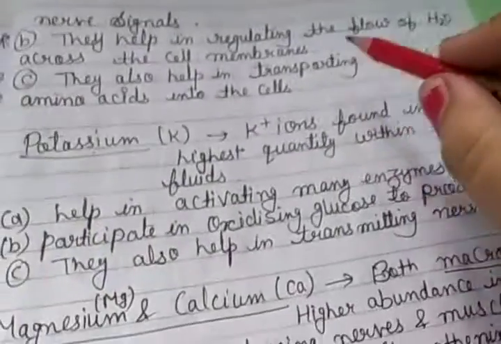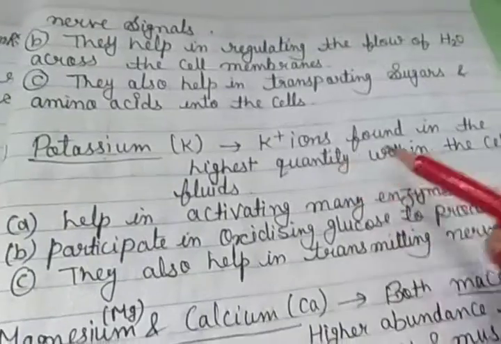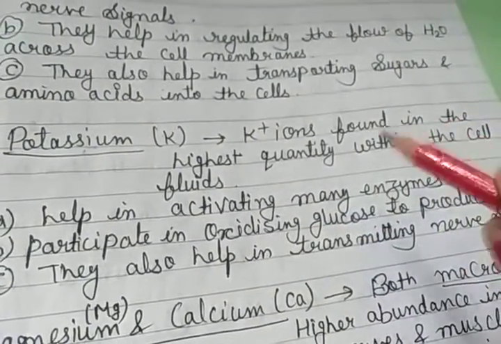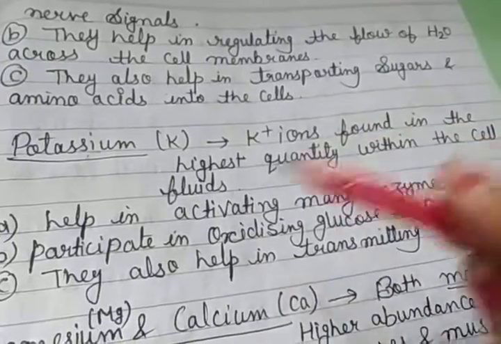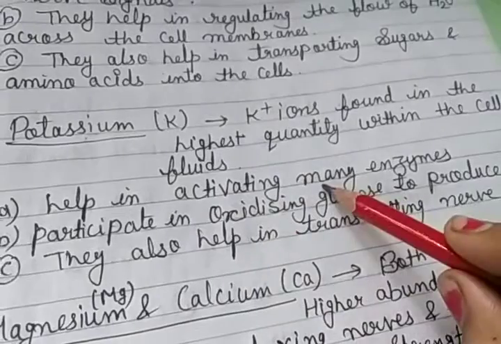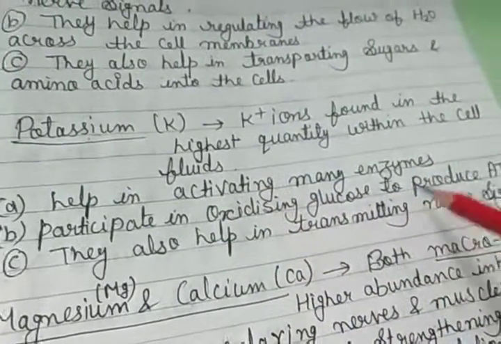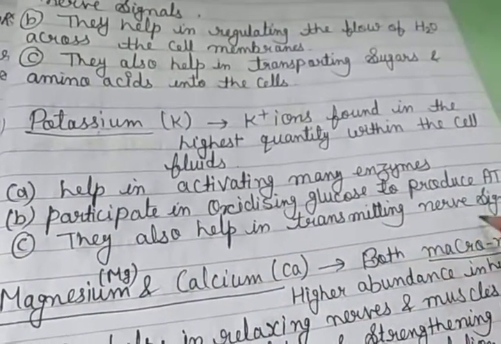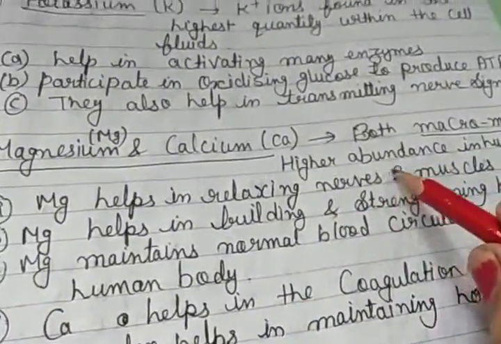Then the significance of potassium in the biological fluids. Potassium ions are found in the highest quantity within the cell fluids. So first, they help in activating many enzymes, participate in oxidizing glucose to produce ATP, and they also help in transmitting nerve signals.